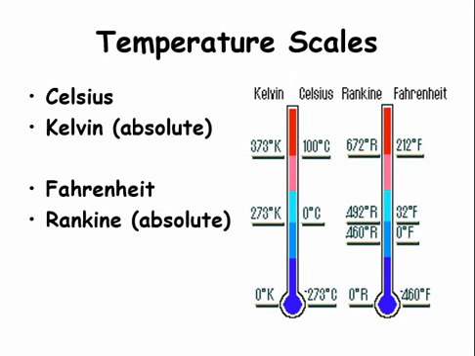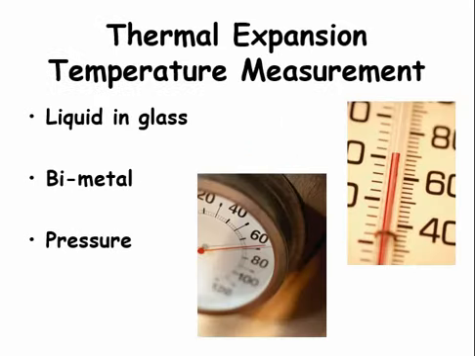This slide shows 4 temperature scales. There are 2 absolute scales, Kelvin and Rankine. The common English unit scale is Fahrenheit, and the metric scale is Celsius. There are many different ways to measure temperature. This slide shows 3 ways to measure temperature based on thermal expansion. The devices are pretty simple, easy to use, and portable.